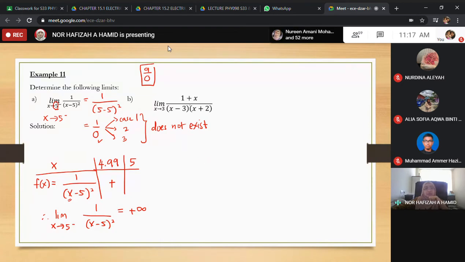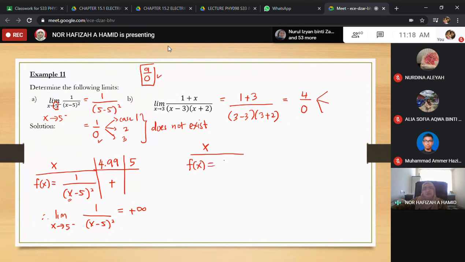For part B it is the same. The first step is to substitute the value first. So (1 plus 3) over (3 minus 3)(3 plus 2). You get 4 over 0. If it is 4 over 0, you can determine which case it is. It is all in terms of a over 0. When it is 4 over 0 and you want to determine the case, you can make a table. The function f(x) is (1 plus x) over (x minus 3)(x plus 2).